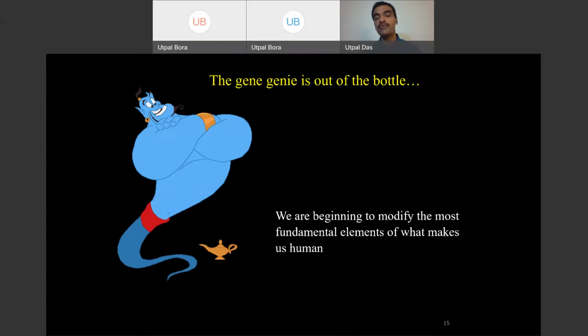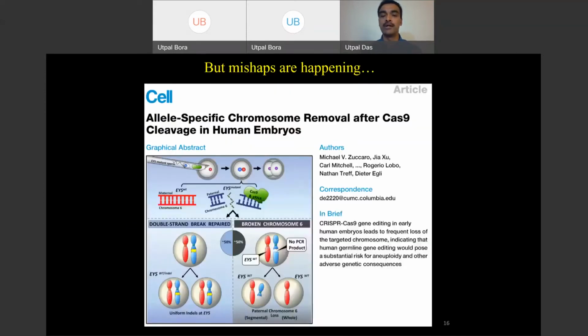So Genie is out there, and this is the time, if we do not control Genie, he may lead to mishaps, right? And mishaps are not uncommon in gene editing. Mishaps are actually happening. This is just a tiny example I'm giving you. This is a paper published in Cell, I think in 2017 or 18, from Dieter Egli's lab at Columbia University, New York. What they were trying to do was correct blindness.